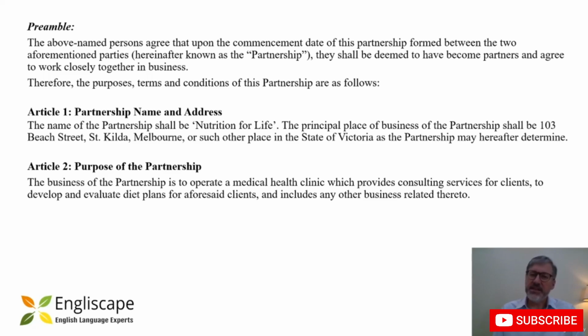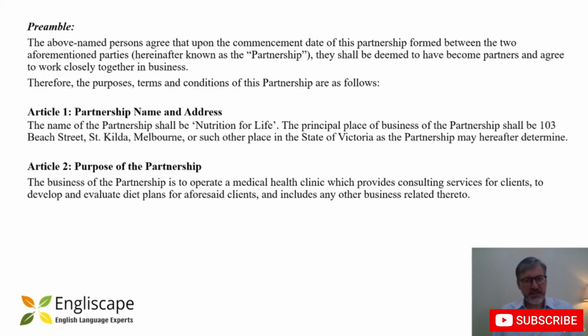Hereinafter. Here, in this contract here. Hereinafter, after this point, known as the partnership. Capital P, because it refers to a particular partnership, the partnership between these two parties. They shall be deemed to have become partners. Deemed in this case means become by law, and agree to work closely together in business. Therefore, the purposes, terms, and conditions of this partnership are as follows.